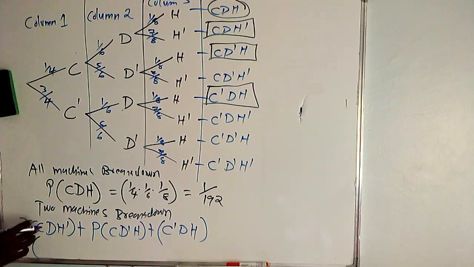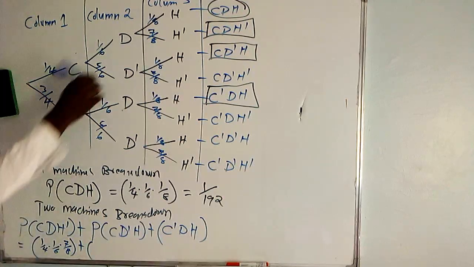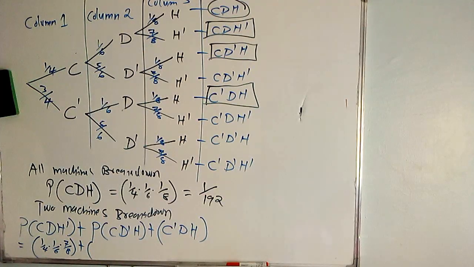Substitute the values, follow those rules. Probability of CD times H prime you have, you just go to the calculator. 1/4 times 1/6 times 7/8. You simply get 7/192 because only 7 has added up there, isn't it? Then you move to the next.